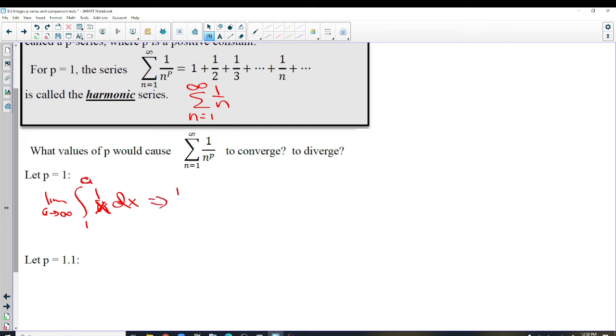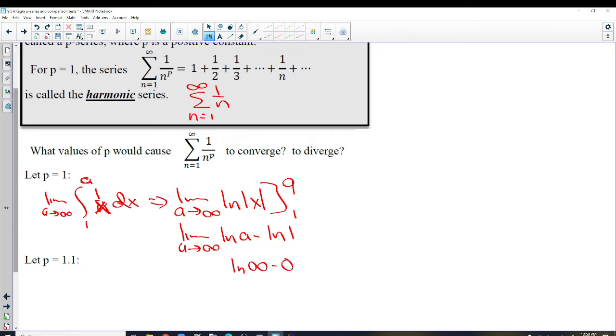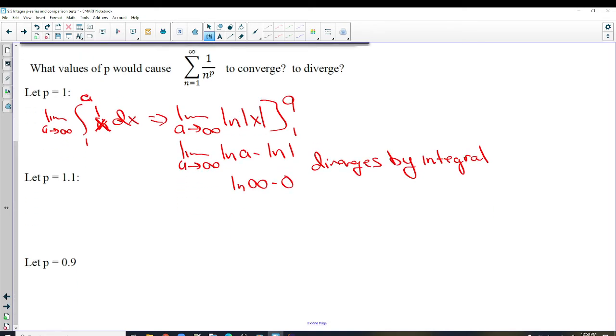And that goes to the limit as a approaches infinity of natural log absolute value of x from 1 to a, limit as a approaches infinity of natural log of a minus natural log of 1. Well, that's going to be natural log of infinity minus 0. So this diverges. And we said it diverges, we use the integral test. But the point is, if p is 1, this is divergent. It becomes the divergent harmonic series.